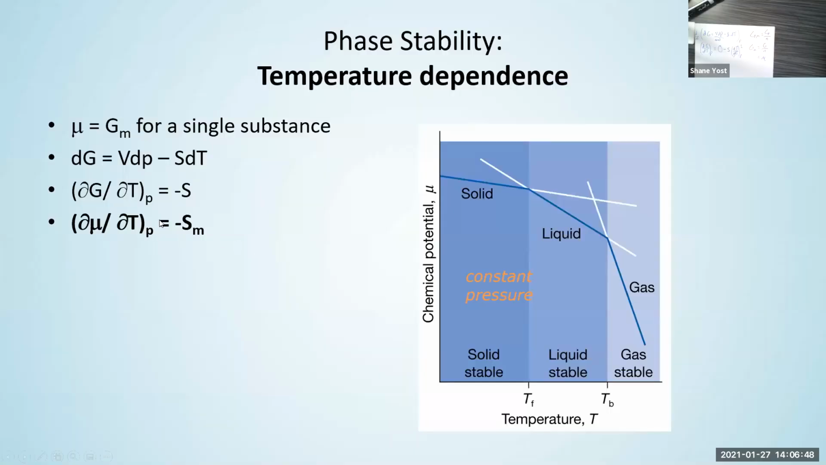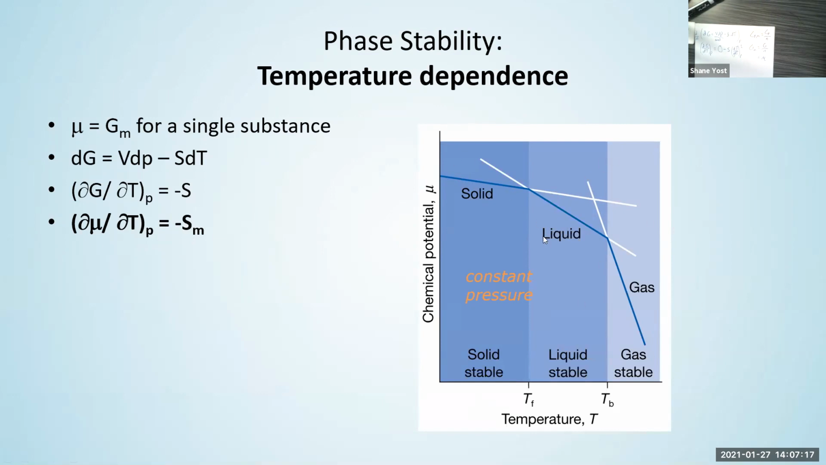And so this change in chemical potential with respect to change in temperature under constant pressure is just related to minus the molar entropy of that phase. So we look here, we see this slope, plotting temperature versus chemical potential. The slope here is just minus the molar entropy. So notice that all these slopes are negative.